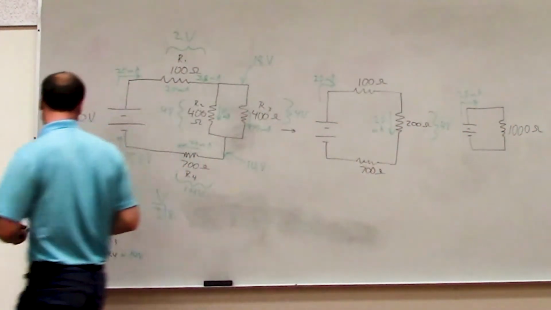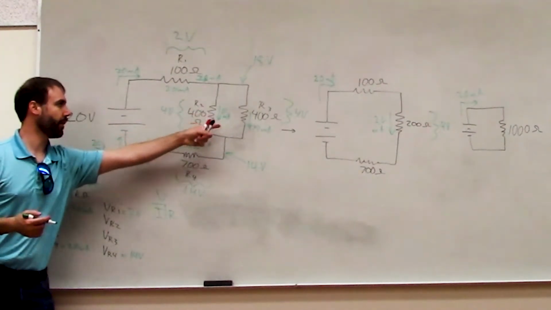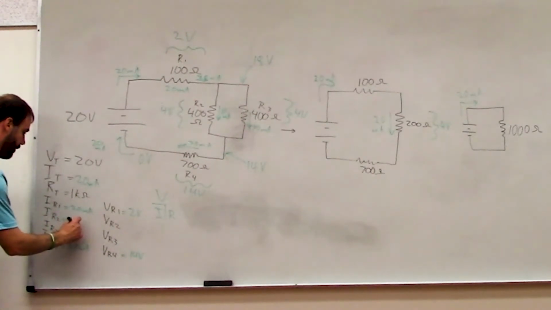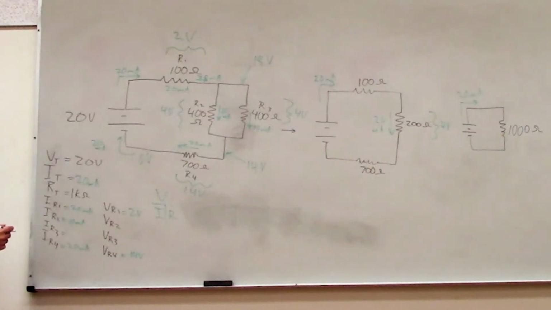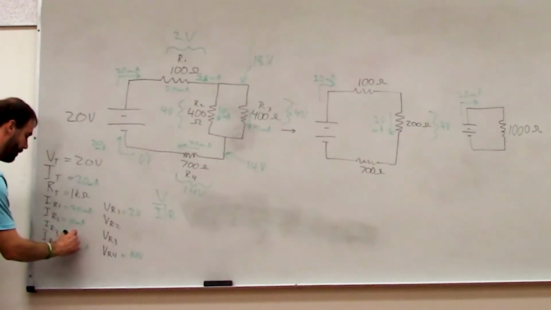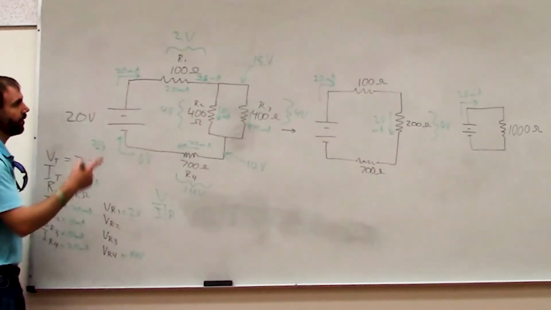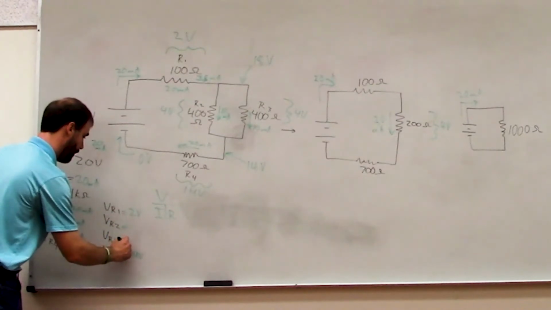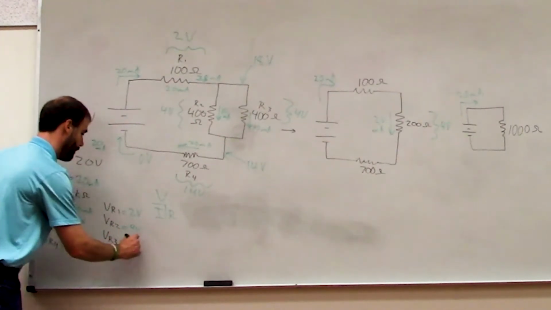You can use whichever way makes the most sense to you. In any case, we said that there is 10 milliamps in that R2 and 10 milliamps for R3. And then the voltage for R2 and R3 is the same, 4 volts and 4 volts. Okay?